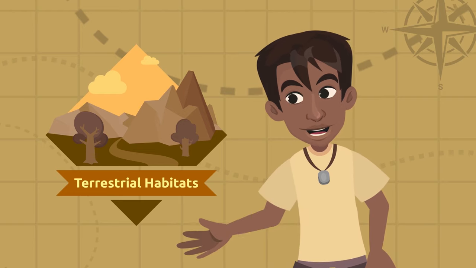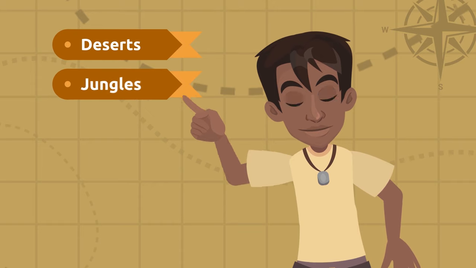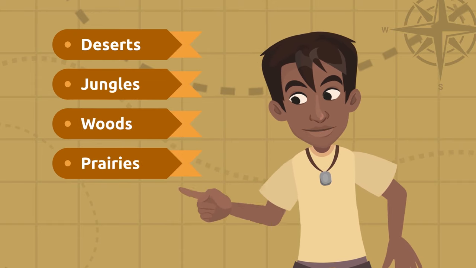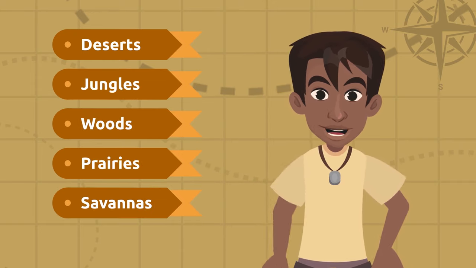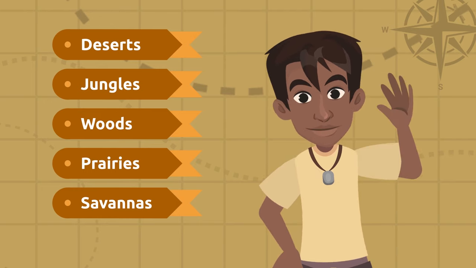Today we have seen the terrestrial habitats, among which we find deserts, jungles, woods, prairies, and savannas. But we still have aquatic habitats left to visit. Don't miss the next video.